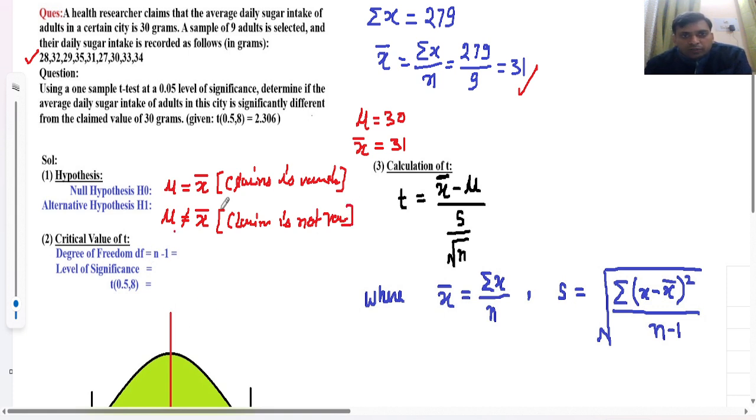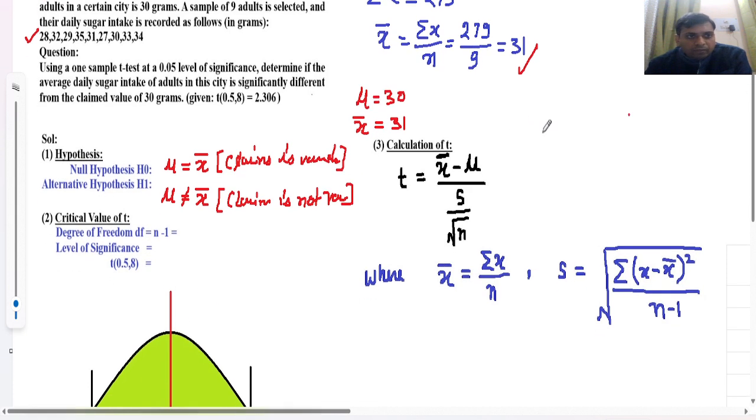So now the second thing, we will write critical value. Now what is critical value? Critical value is a tabulated value, just like a log table. We have a table for the t-test. So we need to see multiple things in this situation. First is degree of freedom. Simply the degree of freedom is n minus 1. In this case we have 9 observations, so 9 minus 1 equals 8. This is the degree of freedom for this question.